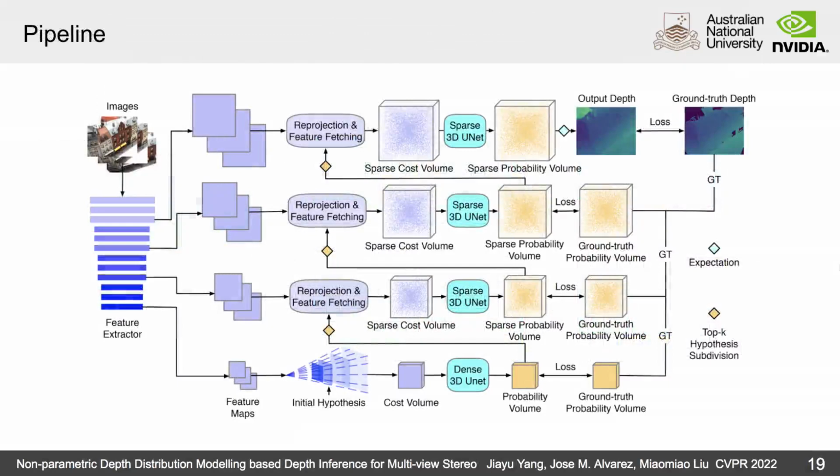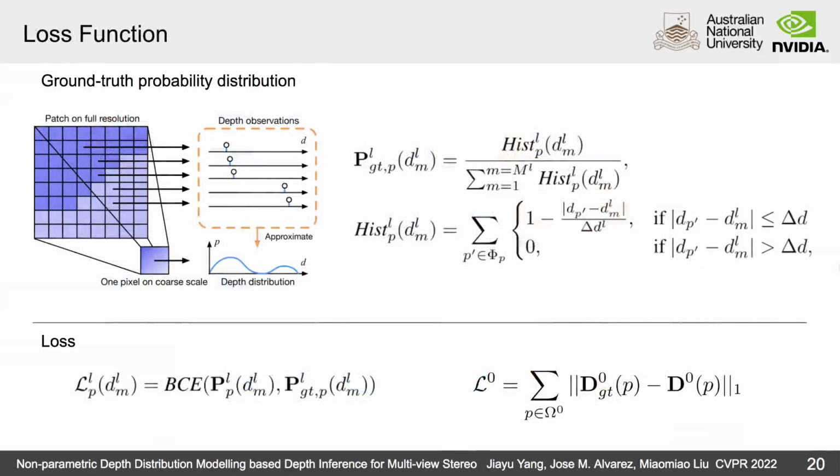We iteratively refine the non-parametric depth distribution for 3 iterations until we reach the input resolution, where we generate the final depth map. We train the network in a supervised manner. We use the depth probability distribution approximated by the high-resolution depth observations as ground truth. We use binary cross-entropy loss for the estimated probability distribution and L1 loss for the final depth estimation.